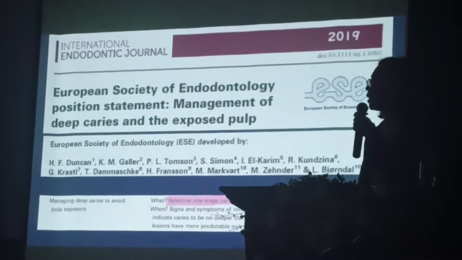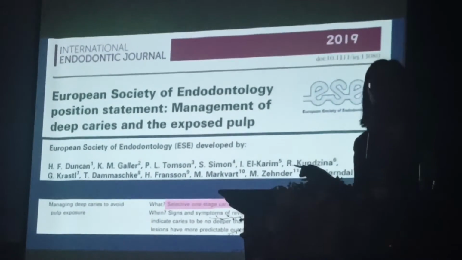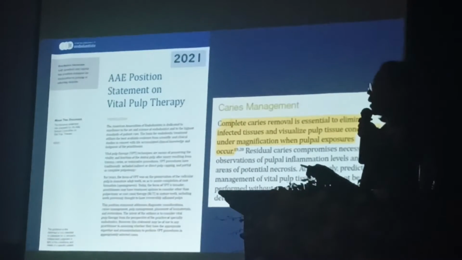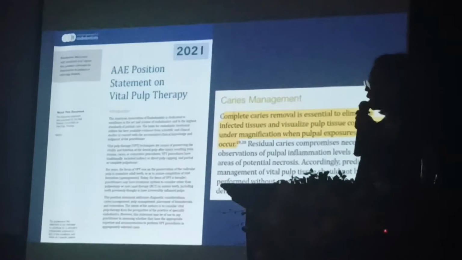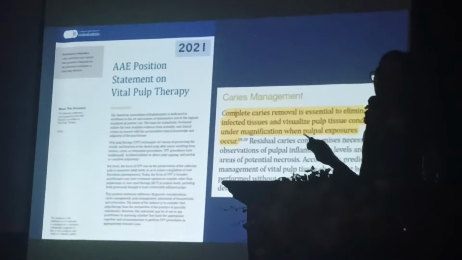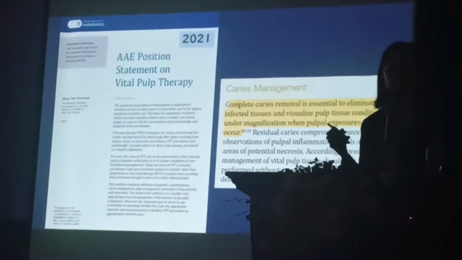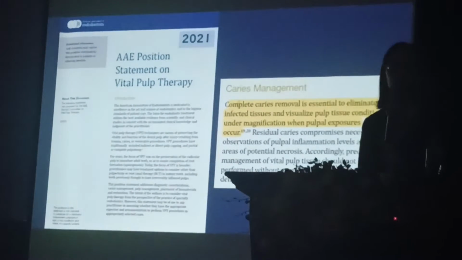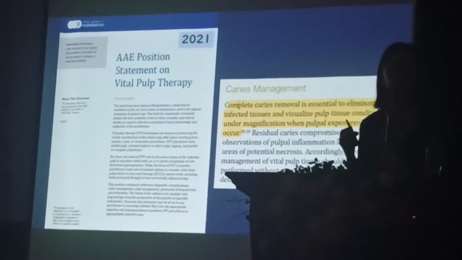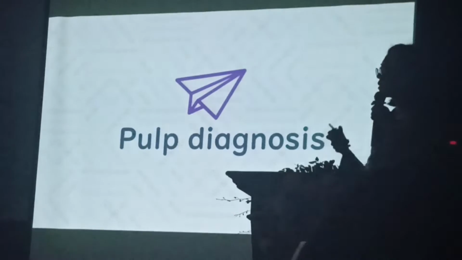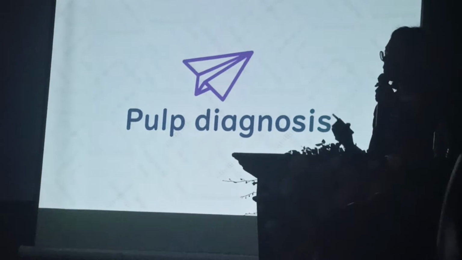Okay, even the big organizations like ESE, European Society of Endodontology, recommend deep caries removal. On the other hand, the American Association of Endodontists recommends doing only complete, non-selective removal, to remove all caries and also visualize the pulp tissue. They have their own reasons to recommend each approach.